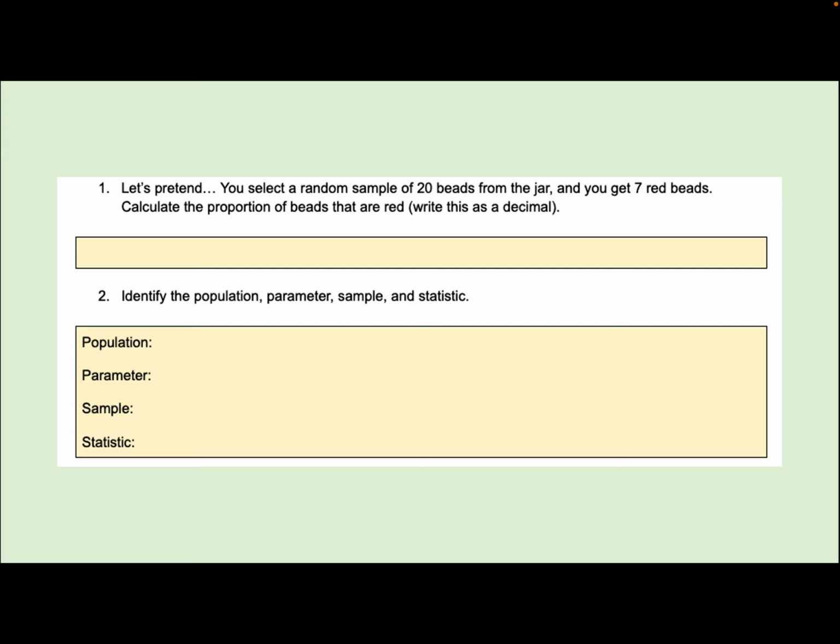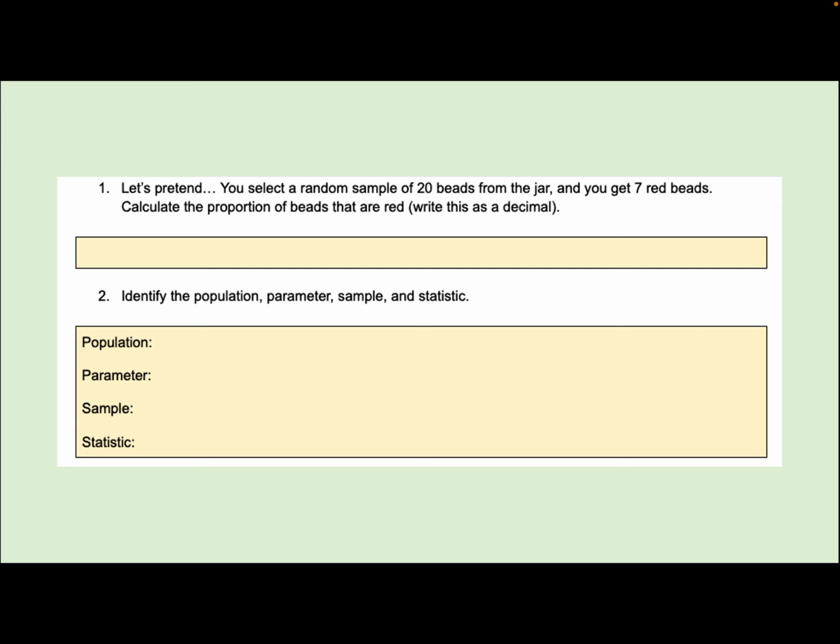Each group is getting a random sample of beads from the jar. Let's say you get 20 beads total. Let's say you get 7 red beads. I want you to calculate the proportion of beads that are red. And then I want you to try number 2 as well. Try to identify what's the population, the parameter, the sample, and the statistic. Go ahead and pause, and then when you're ready, we can go over those.